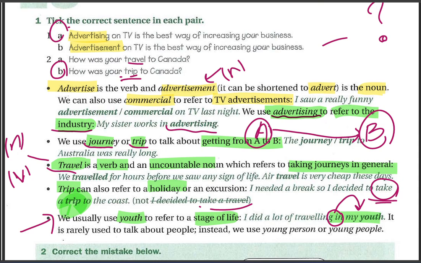It is rarely used to talk about people. Instead, we use young person or young people. So, when it comes to talking about people, we use young. But when it's about a stage of life, we use youth. This is the difference between young and youth. Great.